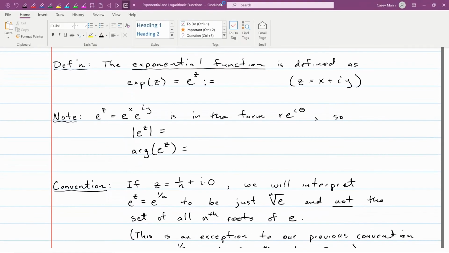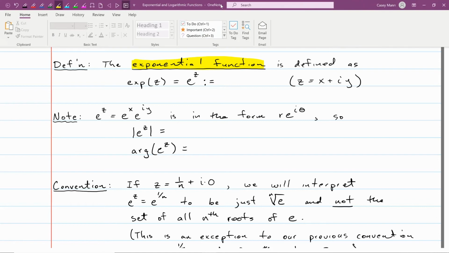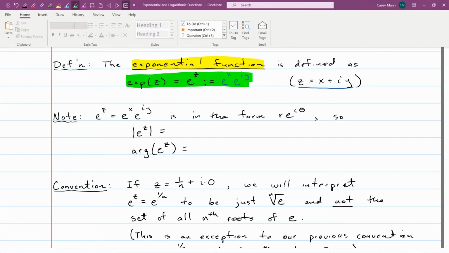So first let's define what we mean by an exponential function. The exponential function is going to be defined as e to the z is just going to be e to the x times e to the i times y, where z is equal to x plus iy. We sometimes use that exp notation. I don't use it very often, but sometimes it's convenient.